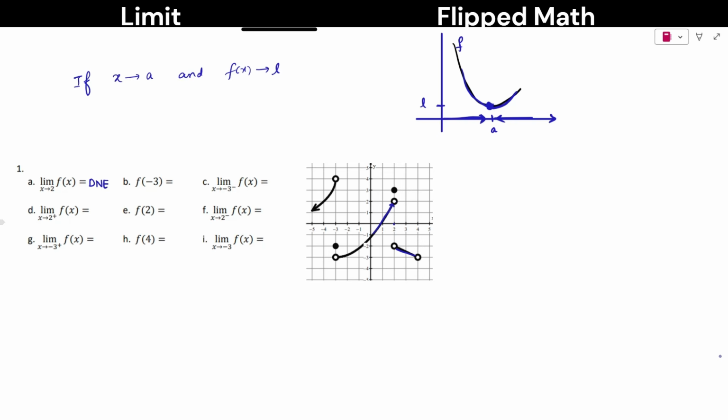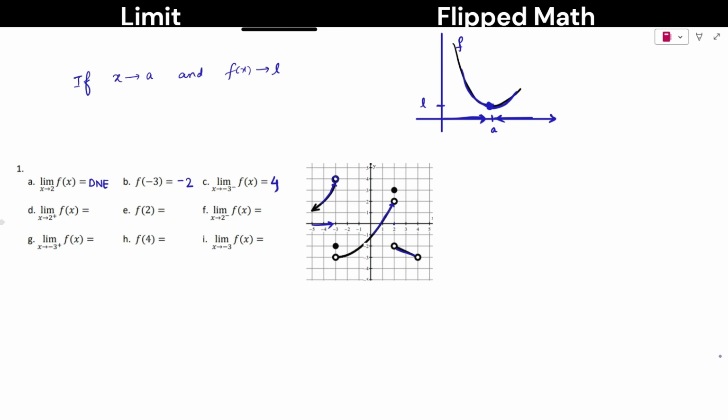F value at negative 3. Negative 3 is there, but the question is asking for the function value. For calculating the function value, make sure it is a solid dot. The solid dot for that is at -2. Limit as x approaches negative 3 from the left side. Negative 3 is here. Left side of negative 3 means you are coming from this side. At this side, the limit of the function is this number, which is 4.